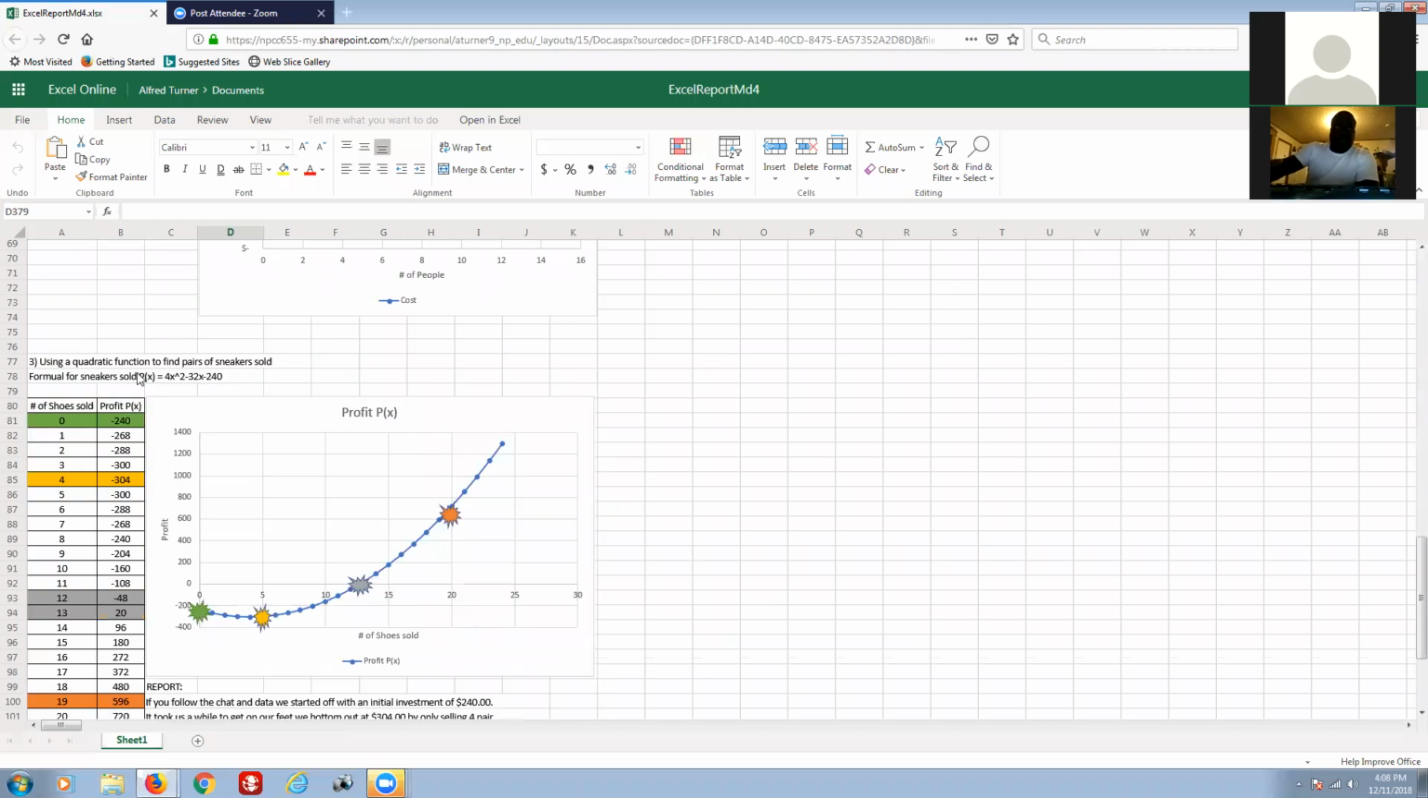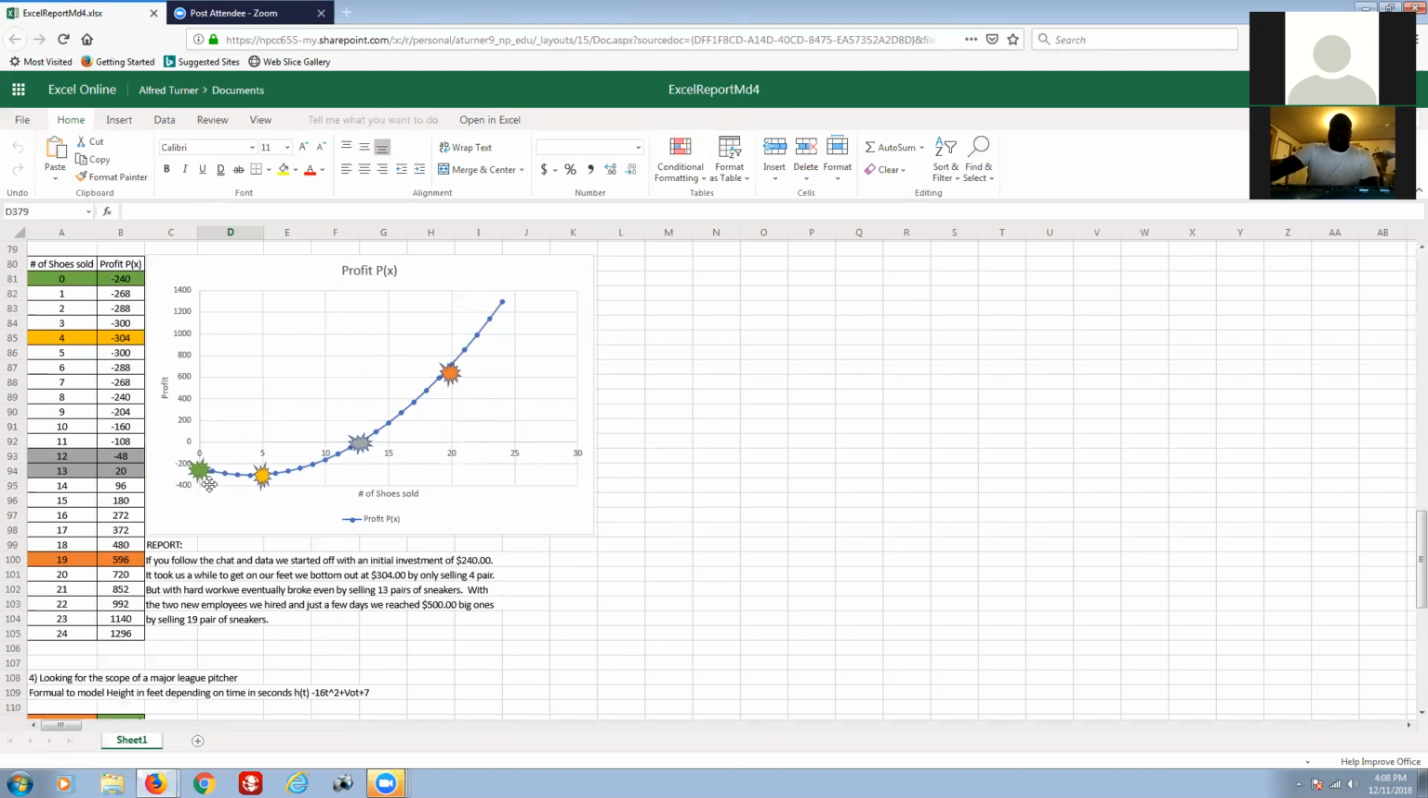Using that function for a pair of sneakers, P(x) equals 4x squared minus 32x minus 240. And you can see I color coded all of my things, and when I highlighted this and inserted my graph, this is what I came up with. If you follow the chart in the data, we started off with an initial investment of $240, which was right here.